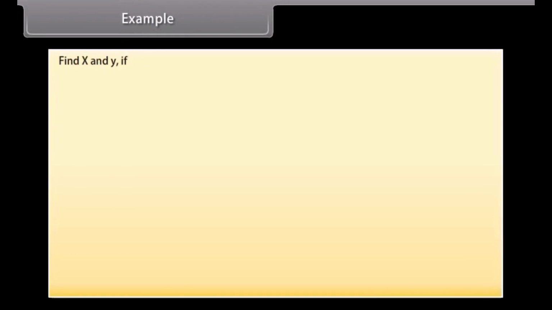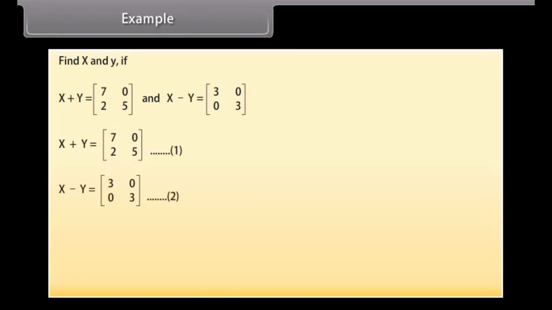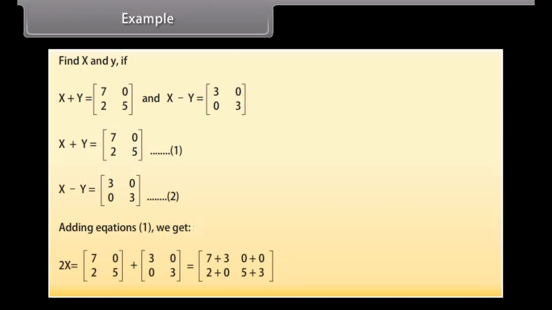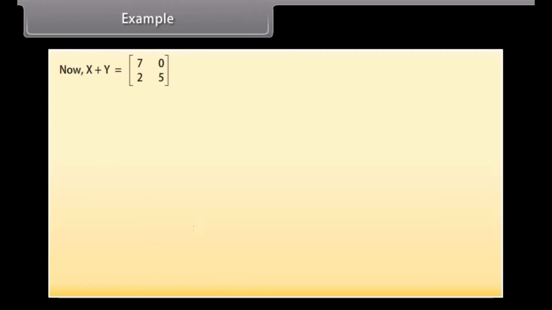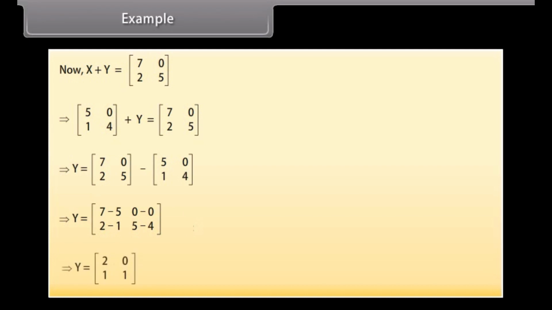Example. Find X and Y if X plus Y is equal to the matrix row-wise first row 7 0, second row 2 5, and X minus Y is equal to the matrix row-wise first row 3 0, second row 0 3. Solution. Given X plus Y and X minus Y, mark them as 1 and 2. Now add the equations 1 and 2, we get 2X is equal to the matrix first row 10 0, second row 2 8. Therefore, X is equal to the matrix first row 5 0, second row 1 4. Now substituting the value of X in X plus Y and solving it, we get the matrix Y is equal to first row 2 0, second row 1 1.